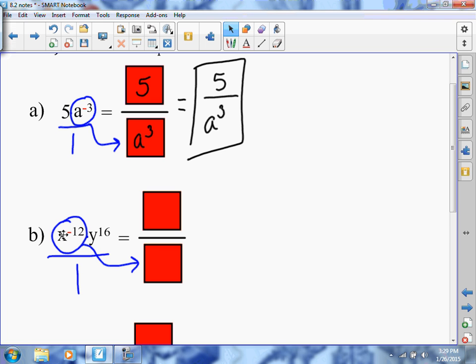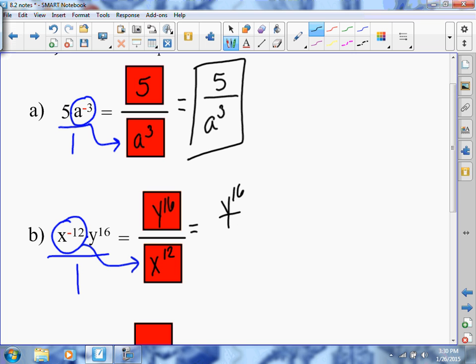Let's see if I'll be able to move this. Nope. Okay, something's wrong with the imaging on that one too. So again, I'll just rewrite it. So my x to the negative 12th moves down to the denominator, but once I move it down, kind of like when you move it across that little fraction bar, that little negative gets scraped away and it becomes a positive 12. And this y to the 16th is already positive, so I'm just going to leave it y to the 16th. Okay, so then I have y to the 16th over x to the 12th.